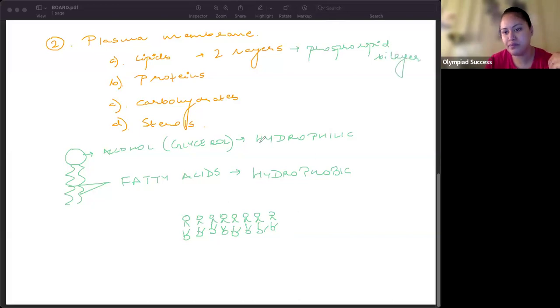Okay. Now there are proteins present. So there are different kinds of proteins. Either they are spanning the entire membrane or they're only present on the periphery or only on the corners. The ones that are spanning it are usually called transmembrane proteins or intrinsic proteins. Intrinsic because they are going inside.